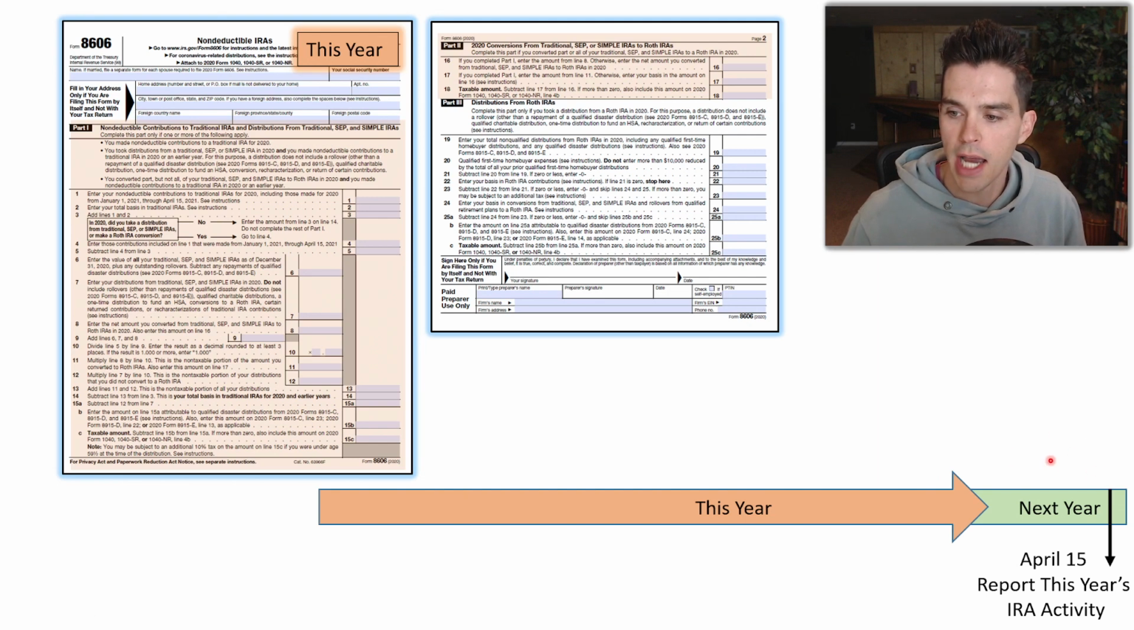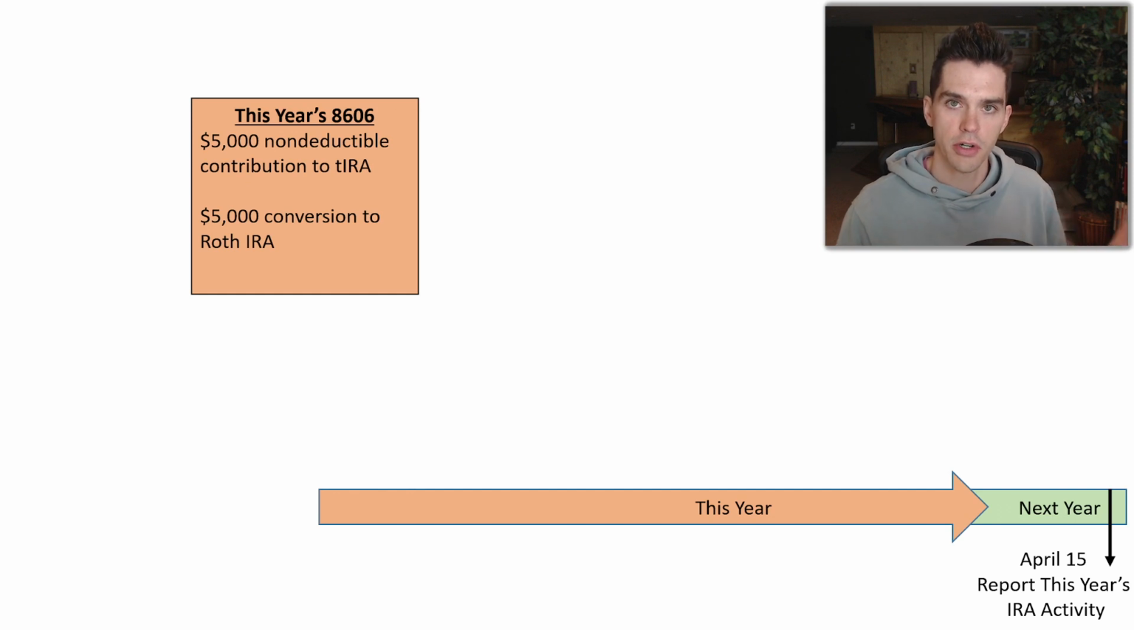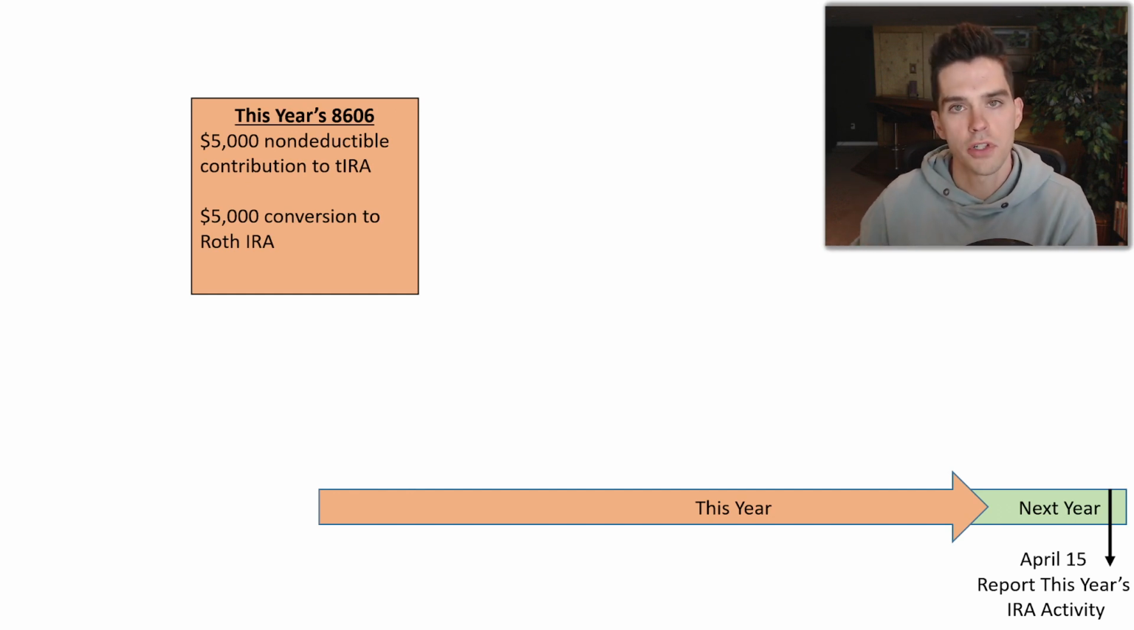When you go to prepare your tax return for this year, which is done before April 15th of the next year, you fill out Form 8606, or at least your accountant or your tax software will fill out Form 8606 for the tax year in question. And it includes Part 1, non-deductible contribution to traditional IRAs, and Part 2, conversions from traditional to Roth IRAs. So to simplify this, you have a Form 8606 for the year in question, which contains both, let's say, for example, a $5,000 non-deductible contribution to the traditional IRA, as well as a $5,000 conversion to the Roth IRA.